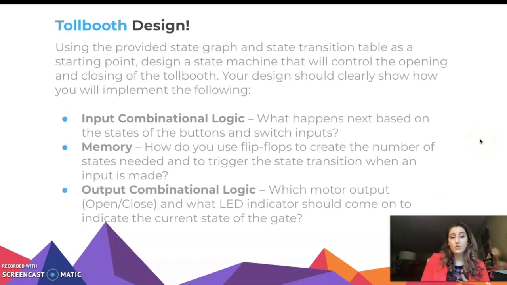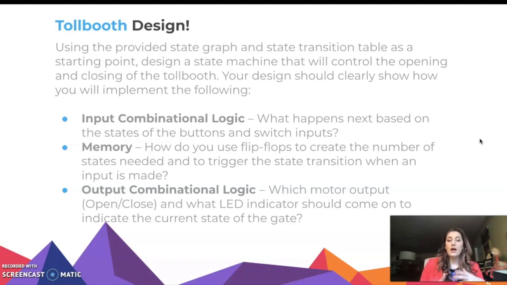Now, looking at your toll booth design, I have provided you with a state graph and a state transition table as a starting point. You are then going to design the state machine that will control the opening and closing of the toll booth. And you need to make sure that your design clearly shows how you implement input combinational logic, so what happens next based upon the state of the buttons and the inputs.